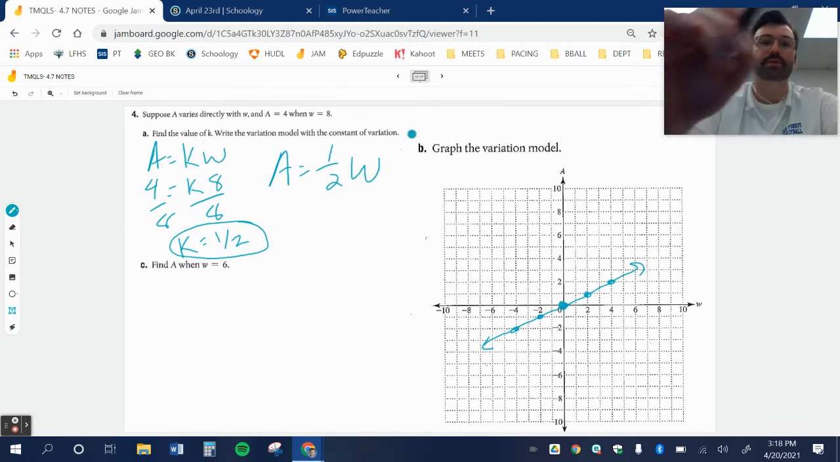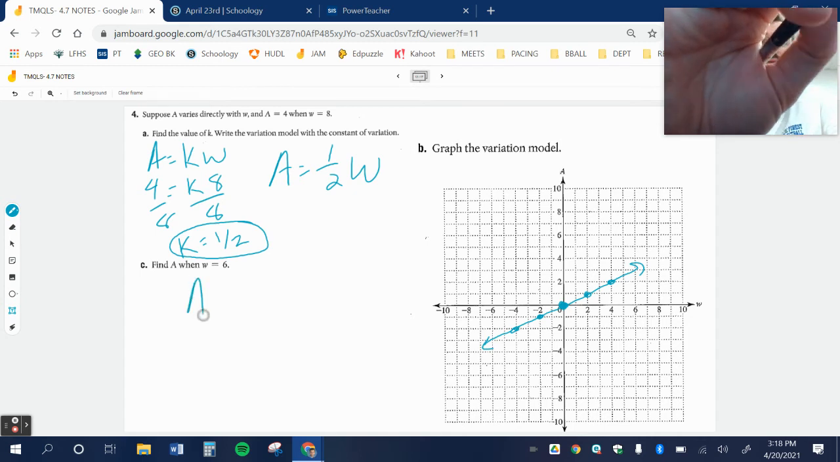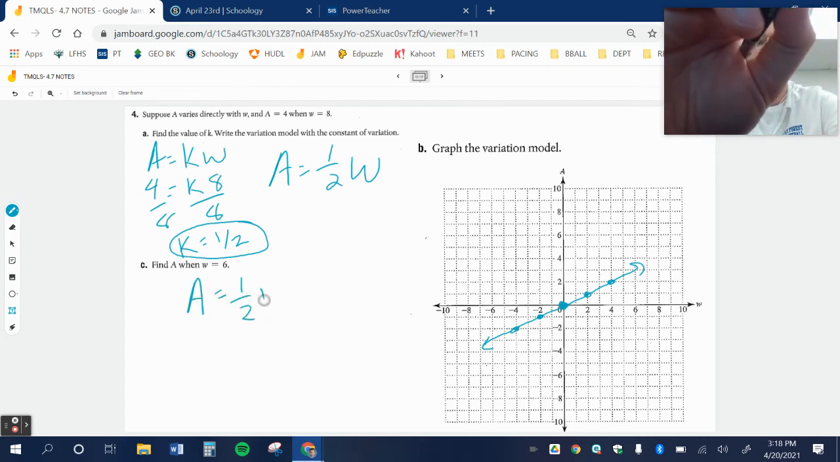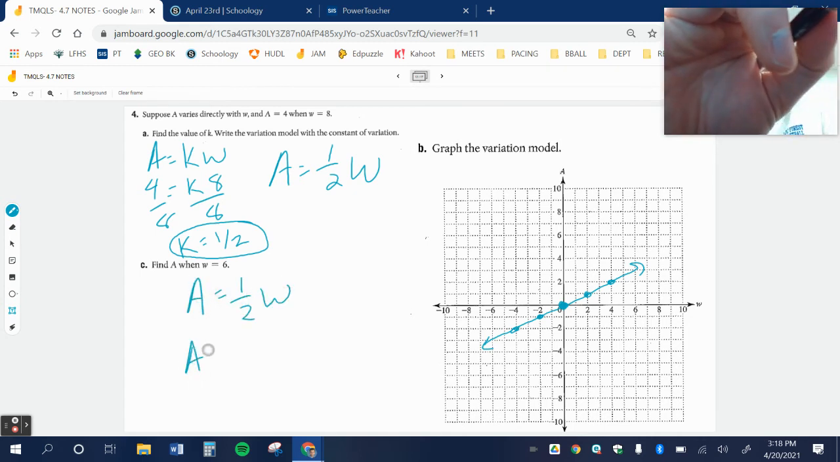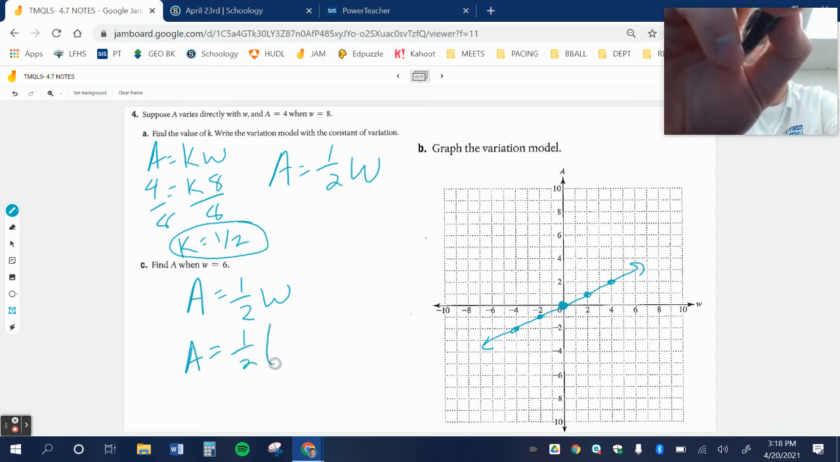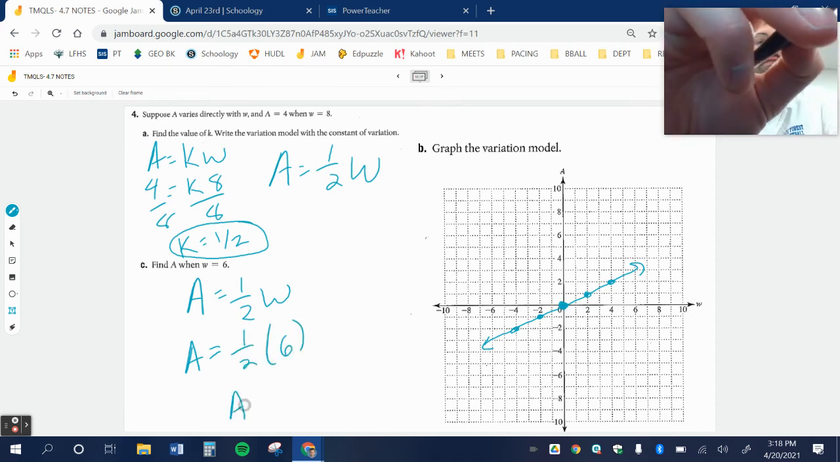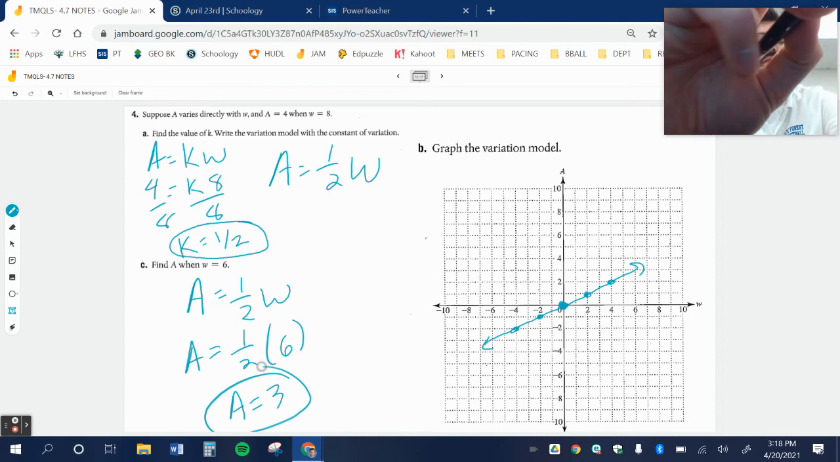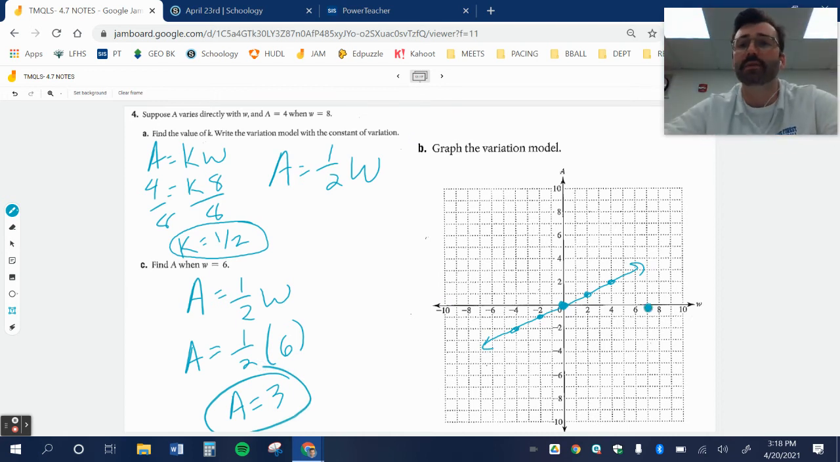Find A when W is 6. So I have this equation, y equals 1/2 W, or excuse me, A. So I do 1/2 times 6. So then A would be 3. How else could I do that? Well, if W is 6, I could have looked at my graph here too and just kept counting until I hit 6. Oh, look, that was actually the next point I would have graphed. This ordered pair is 6, 3. It's another way you can do it.